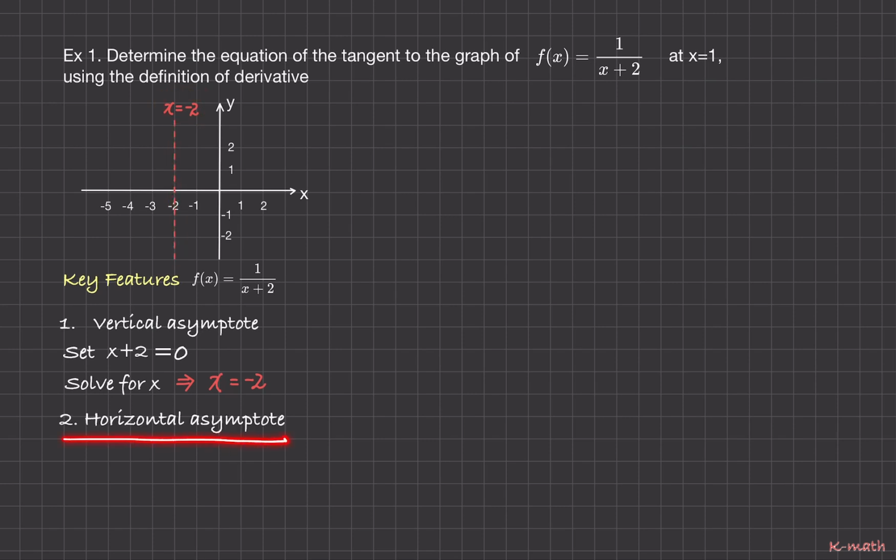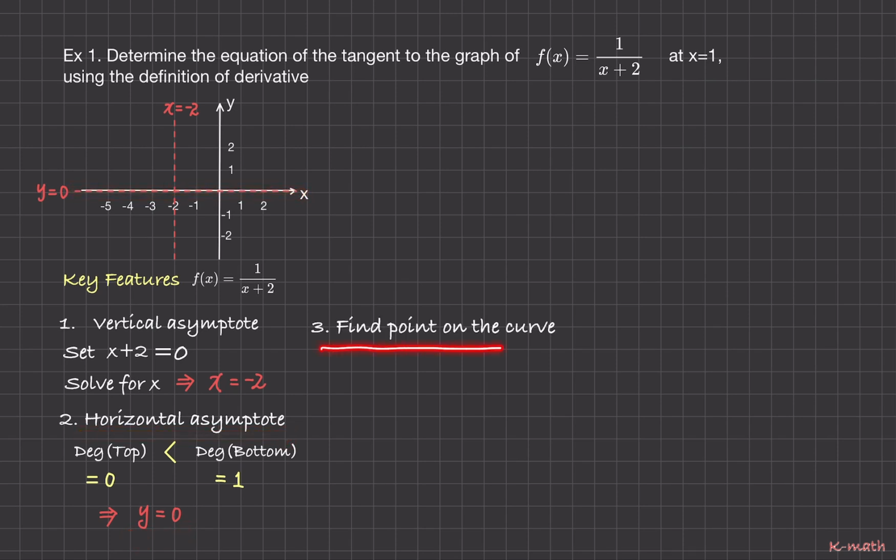The horizontal asymptote. For a rational function, the horizontal asymptote is determined by the degree of the top and bottom. In the numerator, there's only a constant. That's the same as x to the power of 0. So, the degree of the numerator is 0. Also, we have x plus 2 in the denominator. So, the degree of the denominator is 1. Since the degree of the numerator is less than the degree of the denominator, the horizontal asymptote is y equals 0.